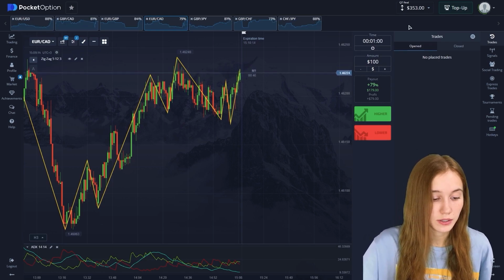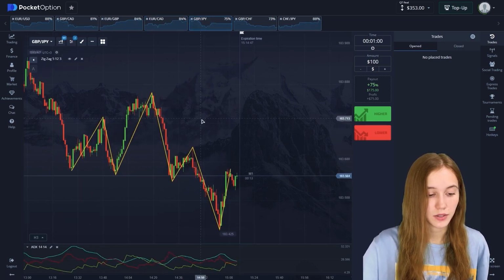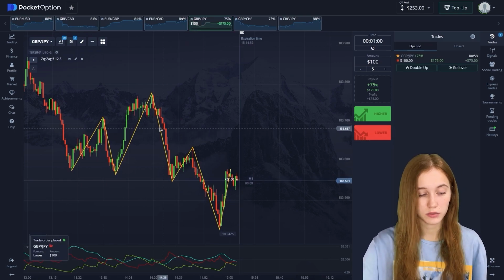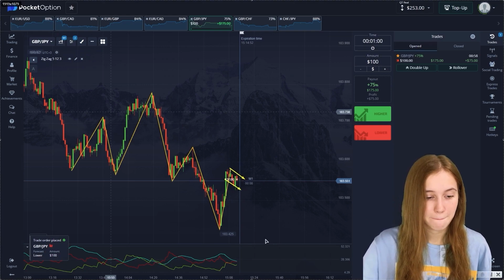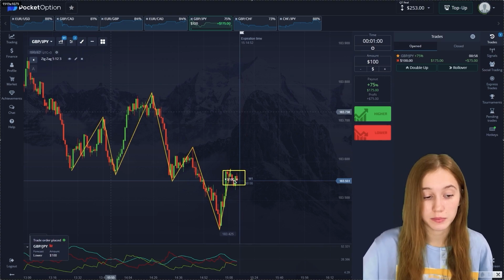And let's move on to the next currency pair. So now we are ready to move on to the next currency pair. We will open down. We see the chart going down. Decline. Some kind of consolidation we see. It helps us.